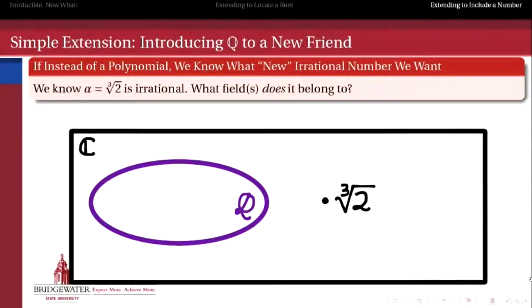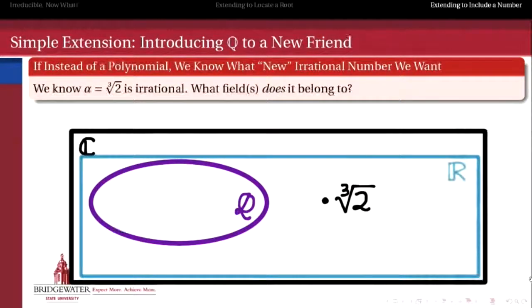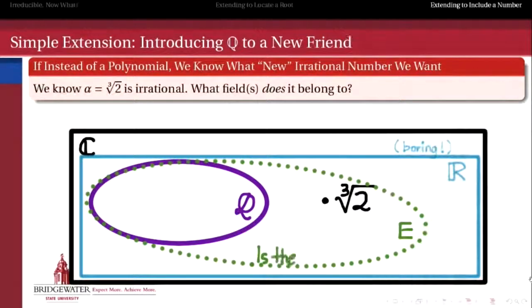What other fields does cube root of 2 belong to? Well, it also belongs to the real numbers. But the real numbers are also boring because they're way too much bigger than the rationals. So we'd really like to figure out if there is a smallest extension field E that contains the rationals and also contains the irrational number cube root of 2.